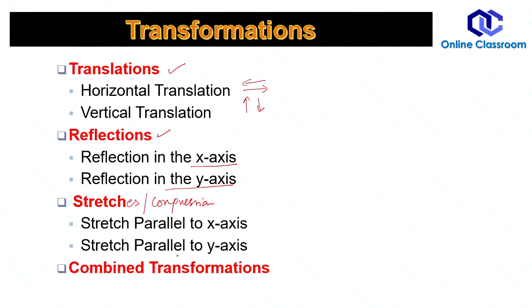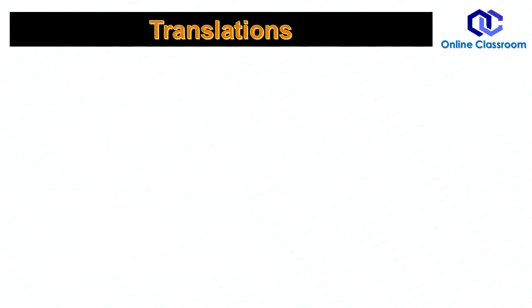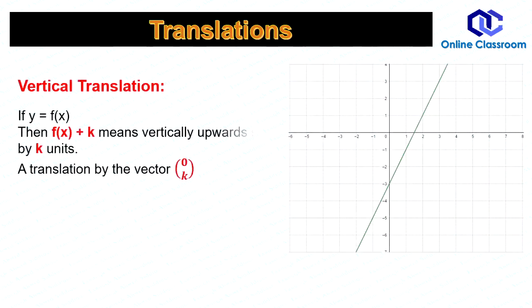This is the outline. This is your learning objective of this lecture, and at the end of the lecture this would be your checklist. Now starting with the first type, translation, and I'm starting with the concept of vertical translation. I would like to clear one thing at the beginning. The best technique to learn the concept of function is the graphical approach.